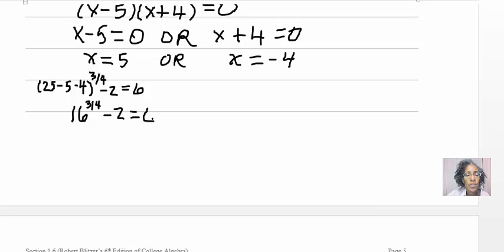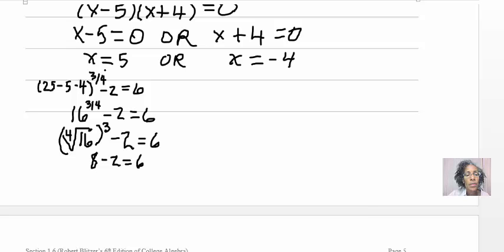Minus 2 equals 6. So that means I'm taking the 4th root of 16 and then cubing it. But the 4th root of 16 is 2. 2 cubed is 8. So this works. Okay, so that works, which means x equal 5 is a solution. Let's check this negative 4.